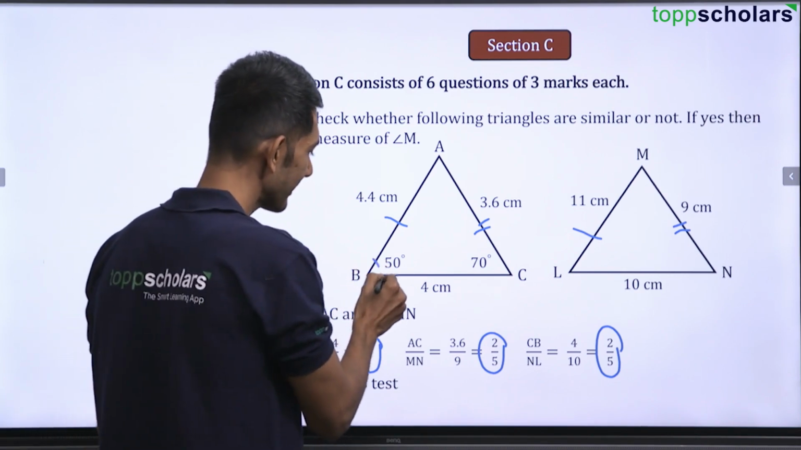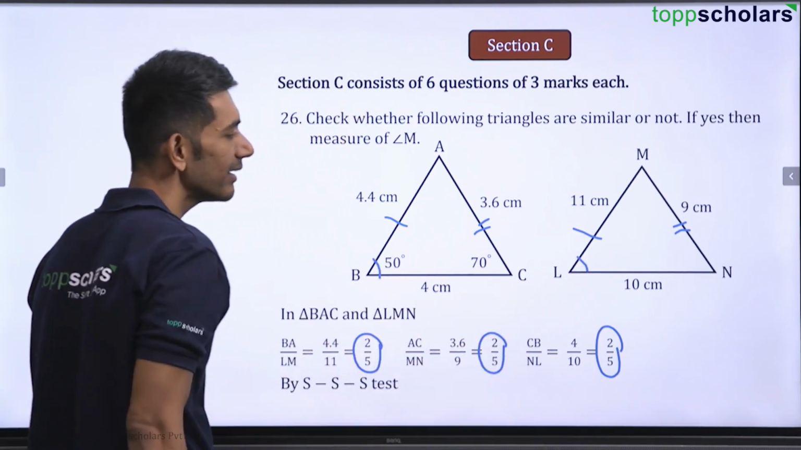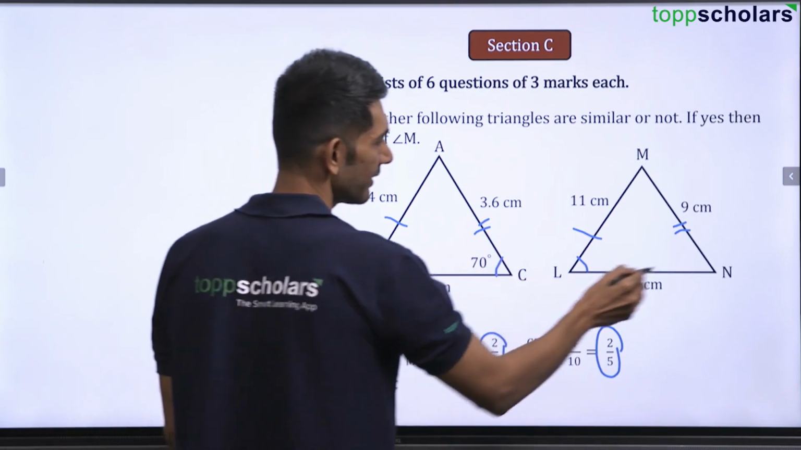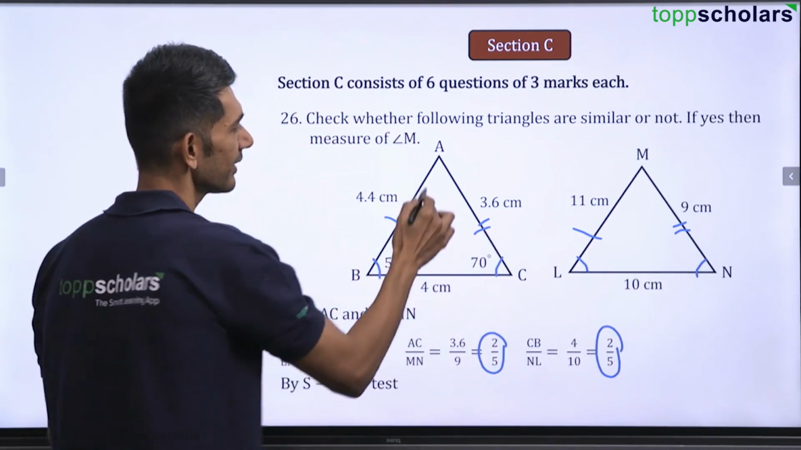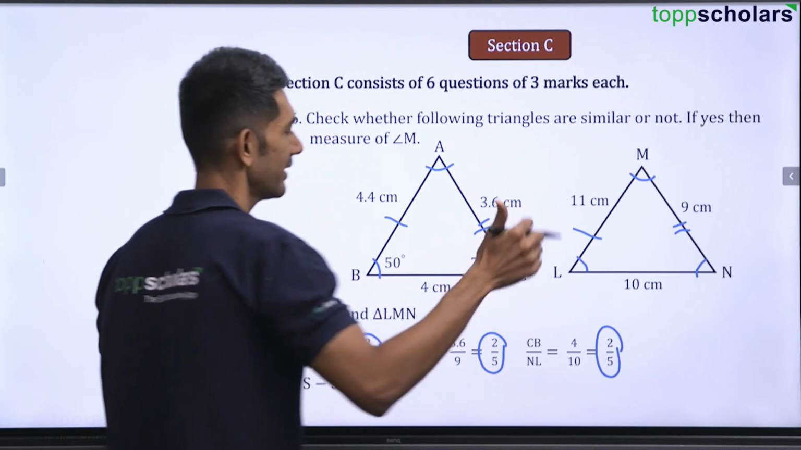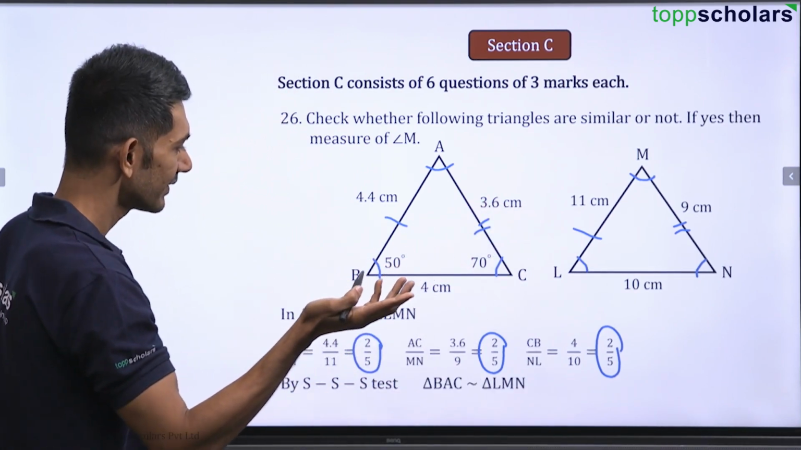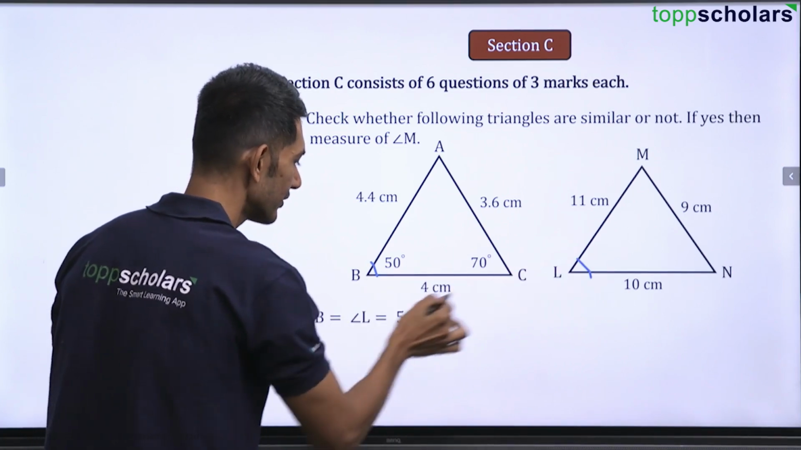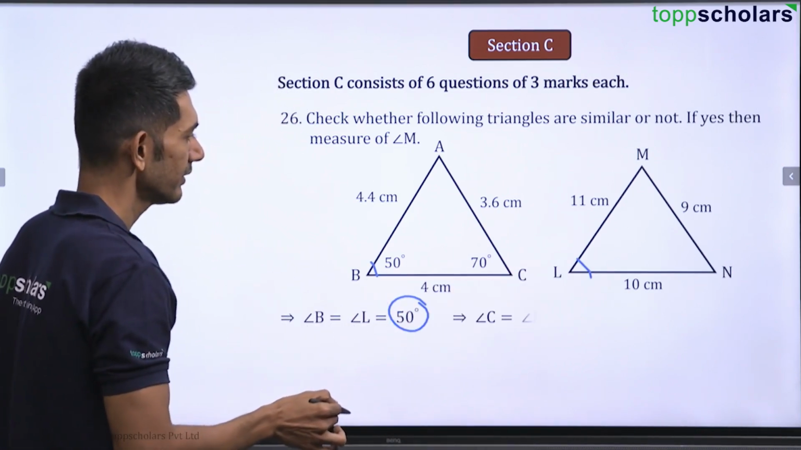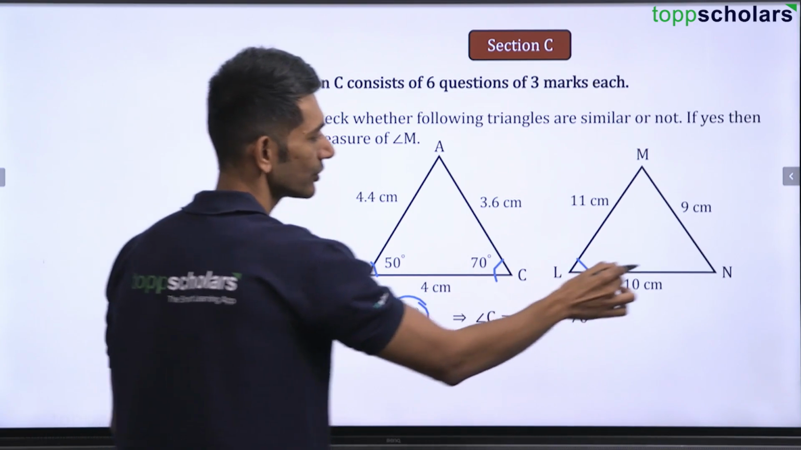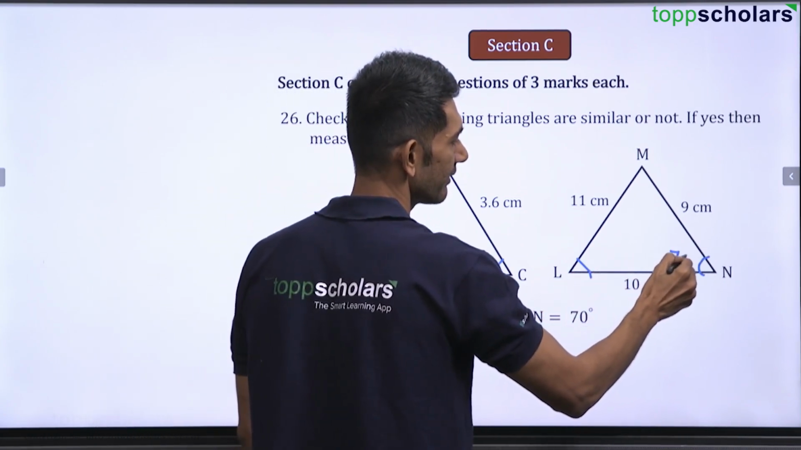Once you know that the two triangles are similar, we can say that their corresponding angles are also equal. So see, can I say angle B is equal to angle L? Yes. Can I say C is equal to N? Yes. Can I say A is equal to M? Yes. So L and N, you're going to get it easily, right? So B is equal to L, so L will be 50. C will be equal to N, so this will be 70. I'm writing it here, 70.